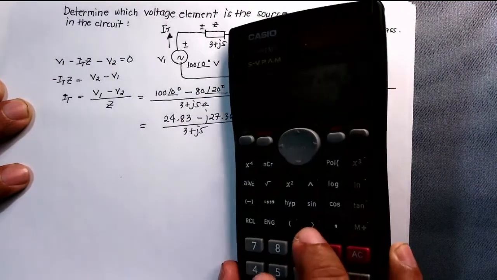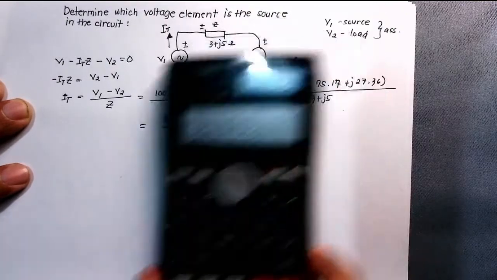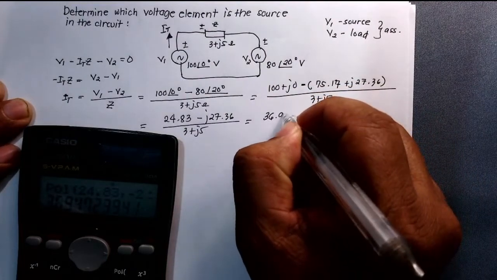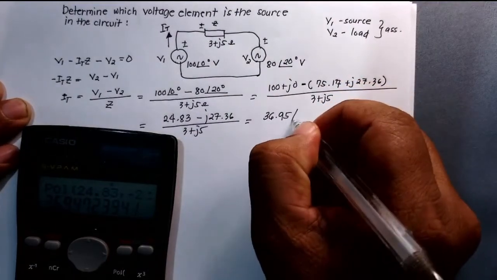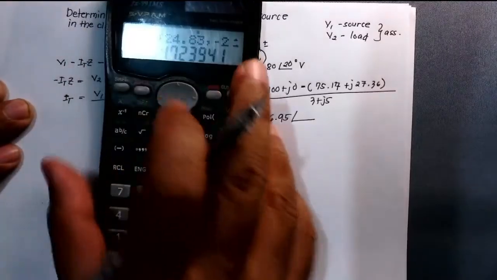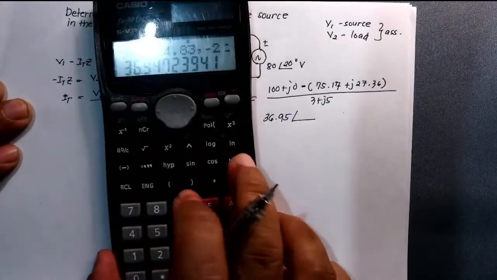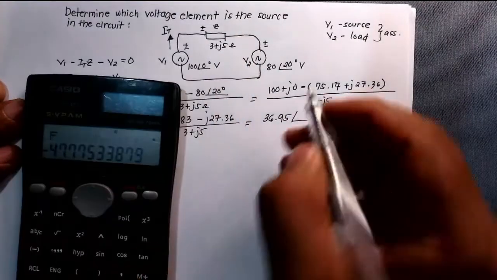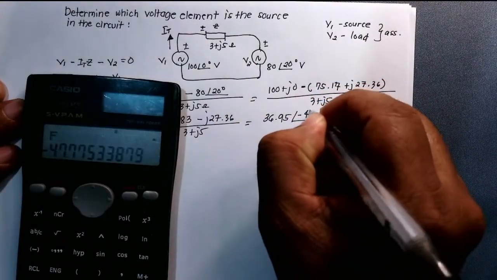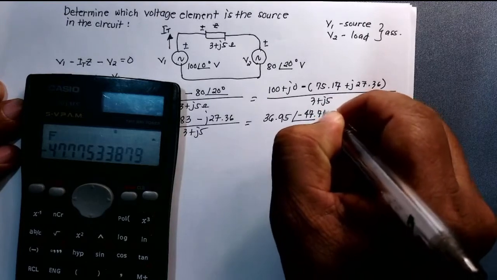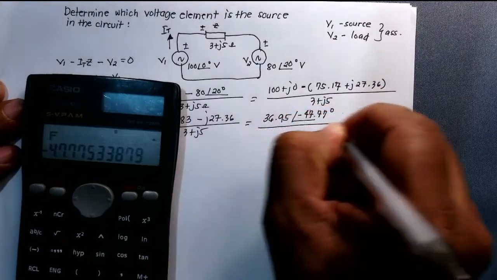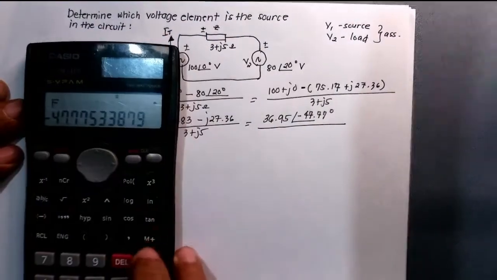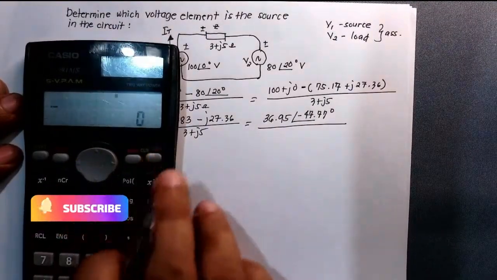Okay, and the result is 36.947, or 95 cis of negative 47.77 degrees. And also the polar form of this one, 3 plus j5.